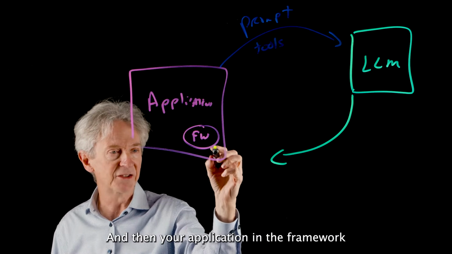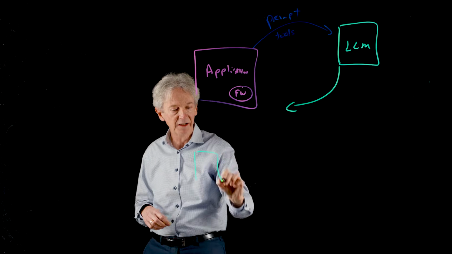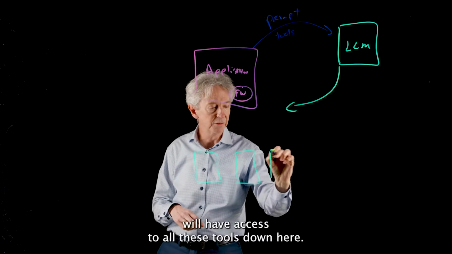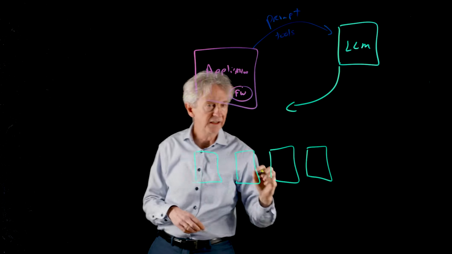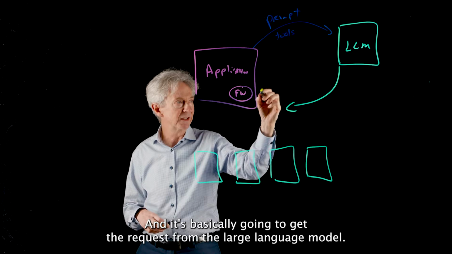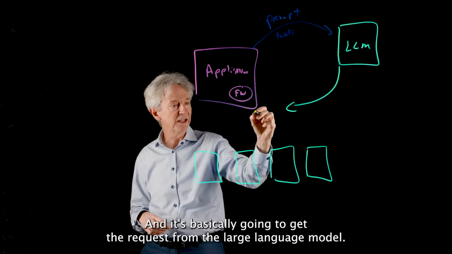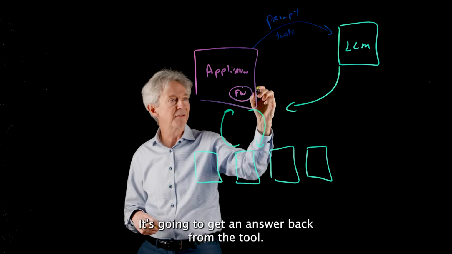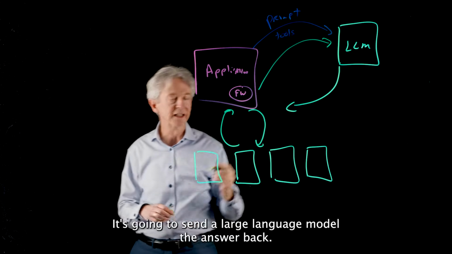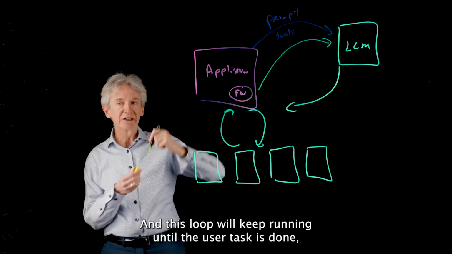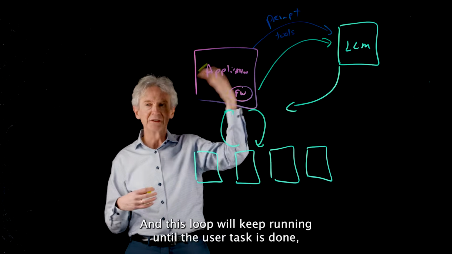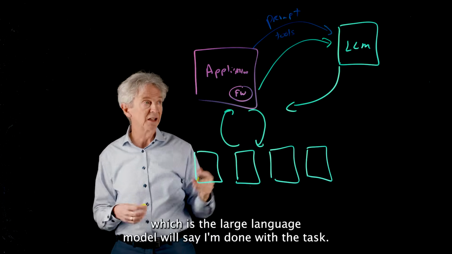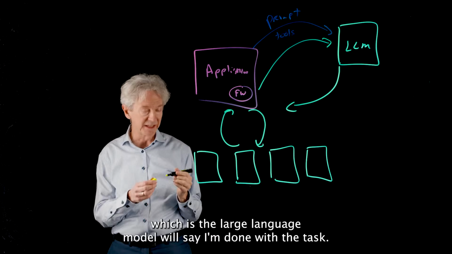And then your application in the framework will have access to all these tools down here. And it's basically going to get the request from the large language model. It's going to call one of these tools. It's going to get an answer back from the tool. It's going to send the large language model the answer back. And this loop will keep running until the user task is done, which is when the large language model will say, I'm done with the task.